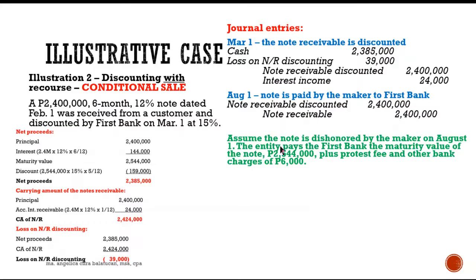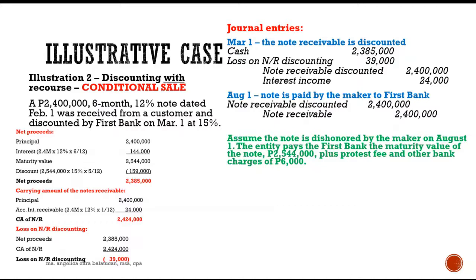Assume that the note is dishonored by the maker. What do we mean by dishonored? When the maker dishonors, the maker does not pay. So the maker did not pay on August 1. Since this is with recourse, remember, when it is with recourse, we have an obligation in case the maker is not able to pay the endorsee or the bank. So we are liable, because we endorsed that note and the maker did not pay. So we are the ones who answer to the bank.